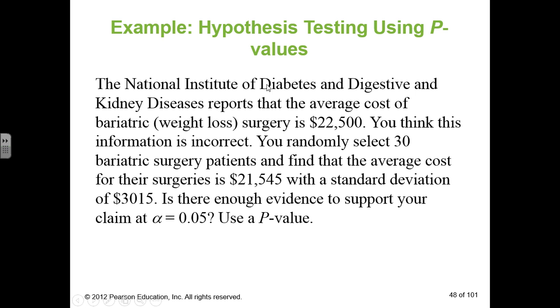Suppose the National Institute of Diabetes reports that the average cost of weight loss surgery is $22,500. Stands for equals. So in this case, the claim is the null hypothesis. We're going to randomly select 30 patients and find the average cost of their surgery is $21,545. That's going to be our X bar. And the sample standard deviation is 30.15. Because our sample size is at least 30, we can substitute the sample standard deviation and use the z-test. And we're going to use a significance level of 0.05.